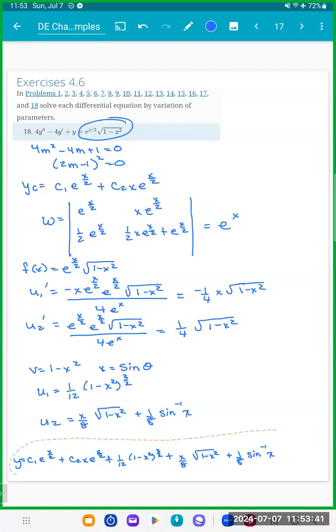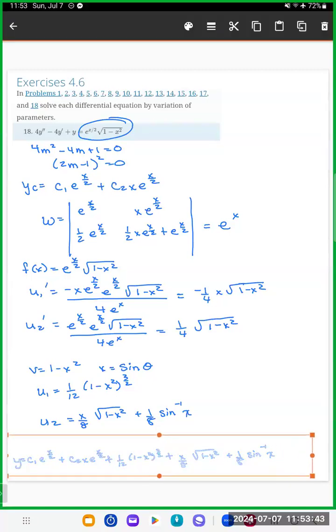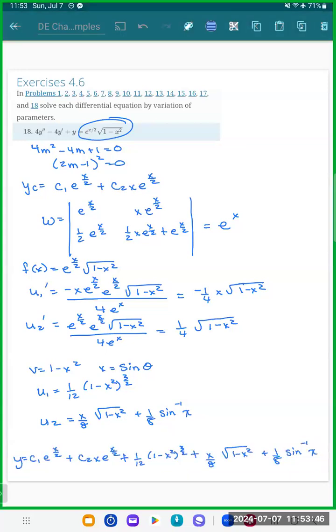Let me see if I can make this one a little bit bigger. Okay.